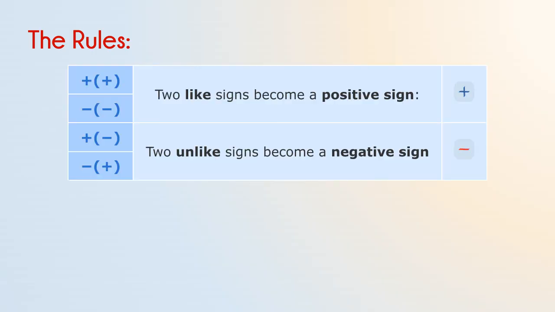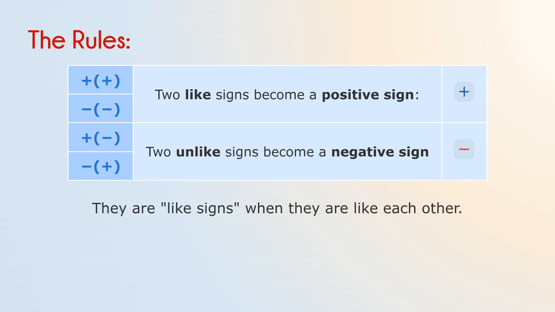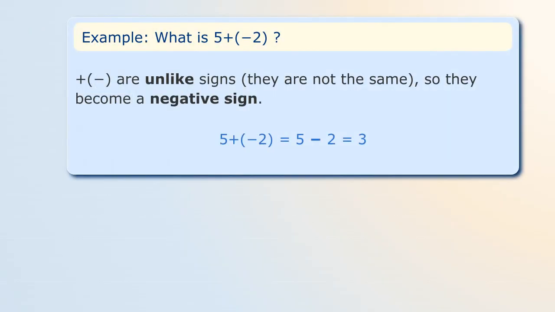The rules. It can all be put into two rules. Two like signs become a positive sign, and two unlike signs become a negative sign. They are like signs when they are like each other. What is 5 plus minus 2? Plus minus are unlike signs. They are not the same, so they become a negative sign. 5 plus minus 2 equals 5 minus 2 equals 3.